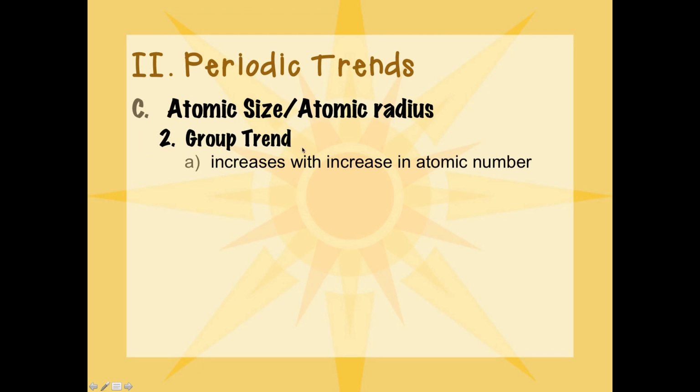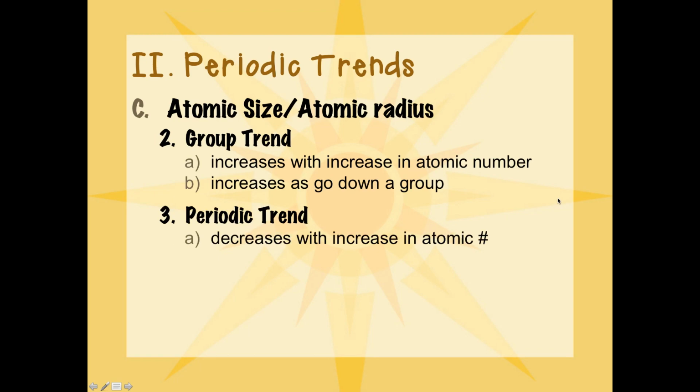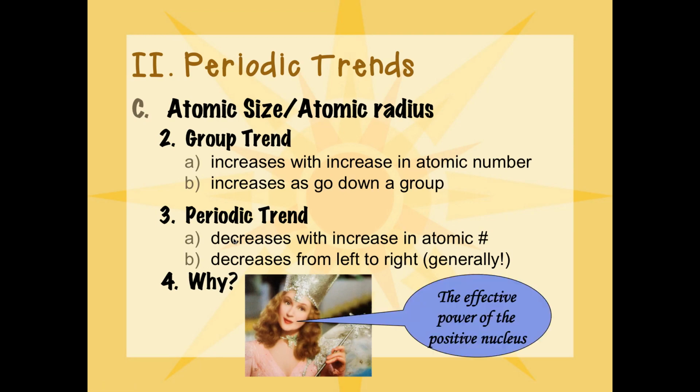So the group trend, so up and down, is that the size increases as the atomic number increases, which means as you go down the group, the atom gets bigger. The periodic trend is as you increase atomic number, which really means from left to right, the size decreases. And that is based on shielding, like we just talked about. How powerful is that nucleus?